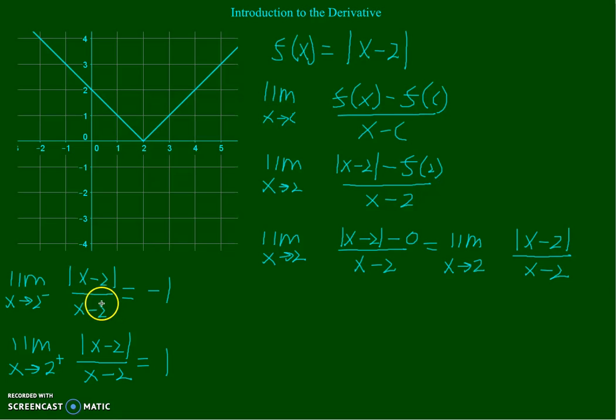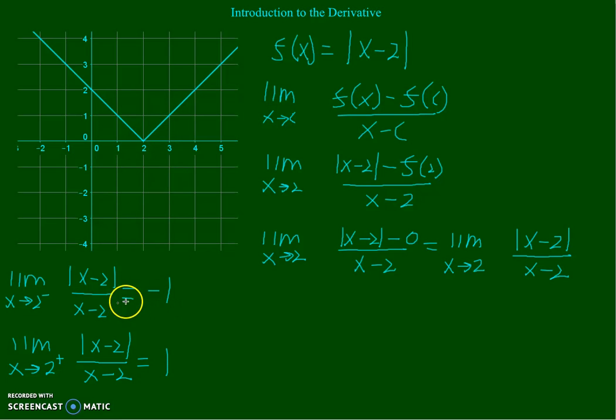And notice what we see here. This limit gives us the slope of the tangent line of this original function. Notice the slope of this line here is negative 1, and the slope on this side of 2 is positive 1. So an interesting artifact there.